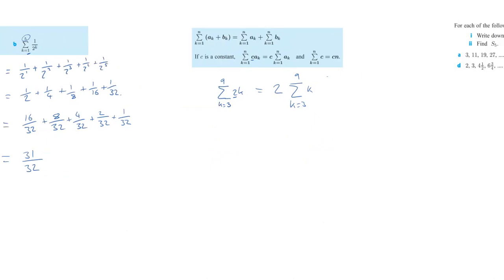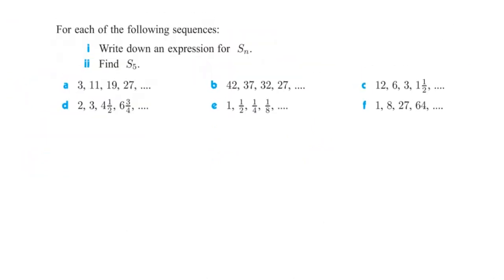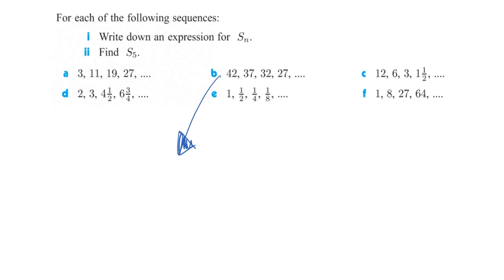Now we'll have one little look at an example of some of this, and then you can get on with your work. So let's take a quick look at one of these. Let's just pick B. We won't give them all away. We're going to write down an expression for Sn. So let's do that.